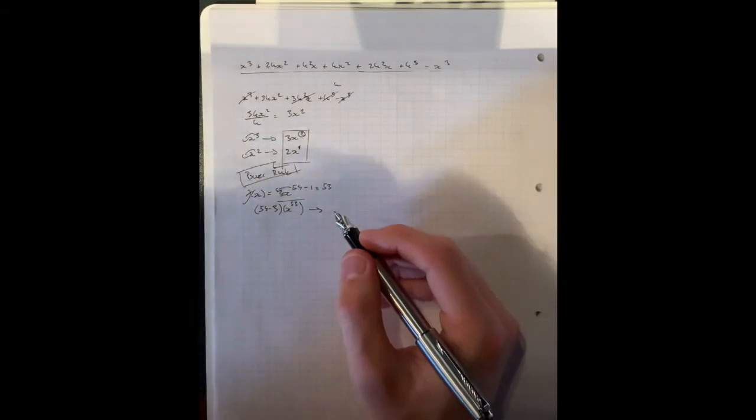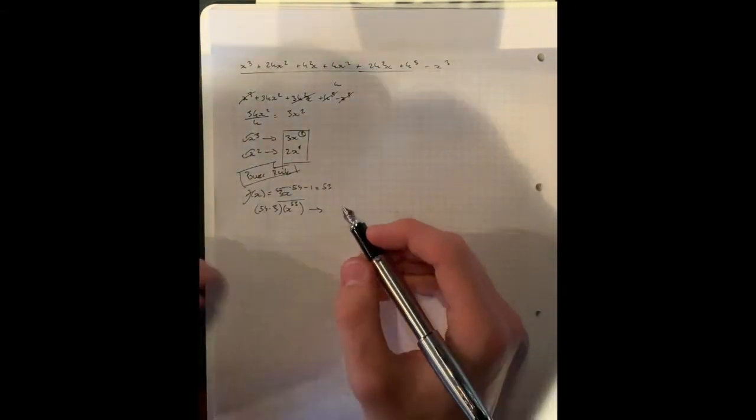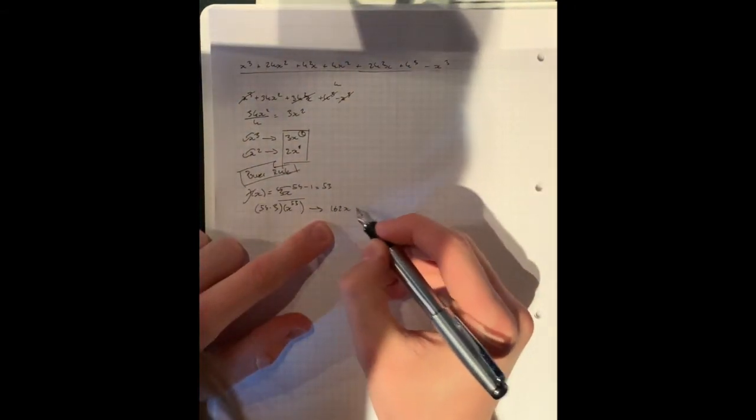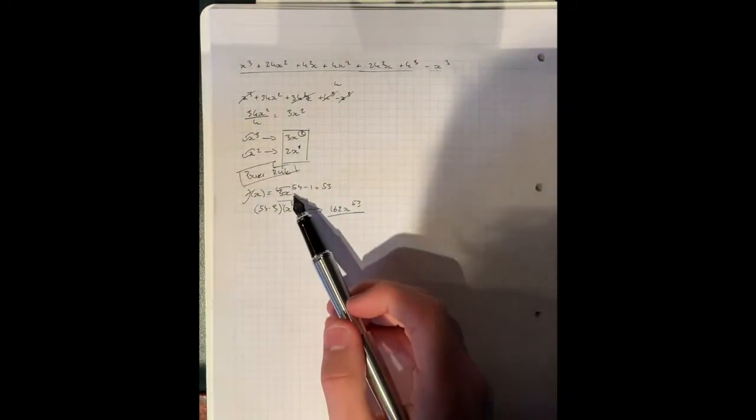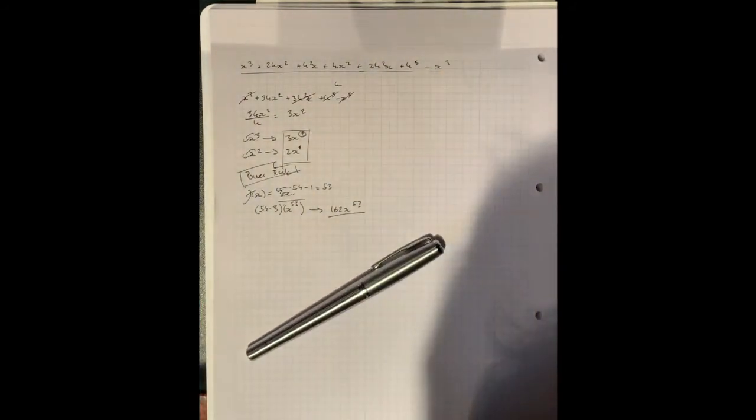So 54 times 3 is God knows what. Yeah, 162x to the power of 53. That's going to be your differential of this function right here. It's that easy. That's the power rule.